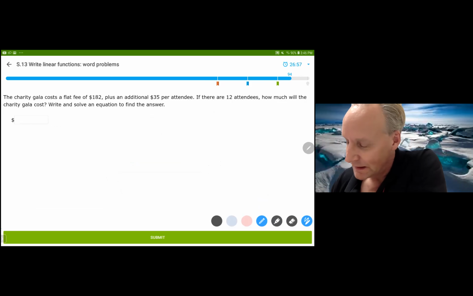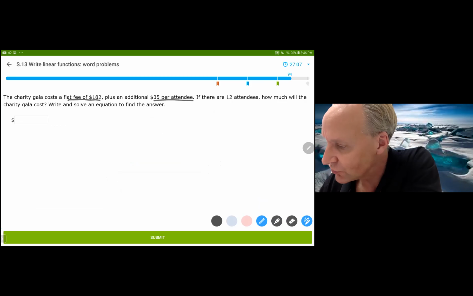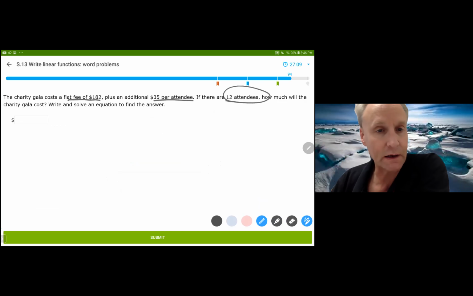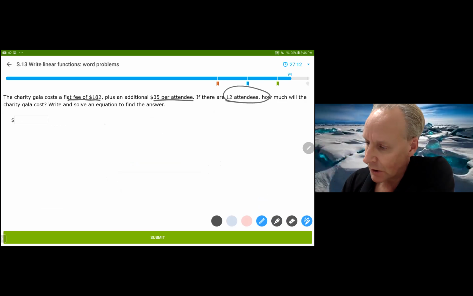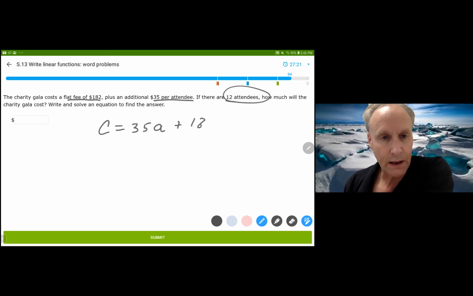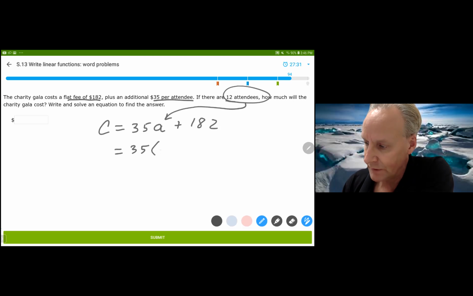Getting there, though. Charity charges a flat fee of $182 plus an additional $35 per attendee. Seems pretty good. If there are 12 attendees, how much will the charity gala cost? So the cost is equal to $35 for each attendee. We'll use A for attendees, plus the flat fee of $182. And we're interested in how much it will cost for 12 people. So we're going to put the 12 in. 35 times 12 plus 182.